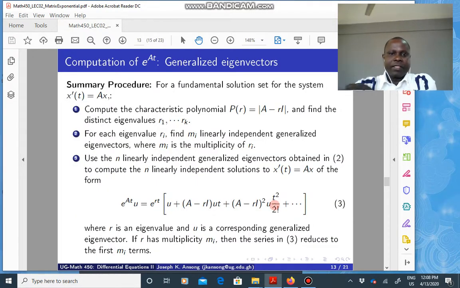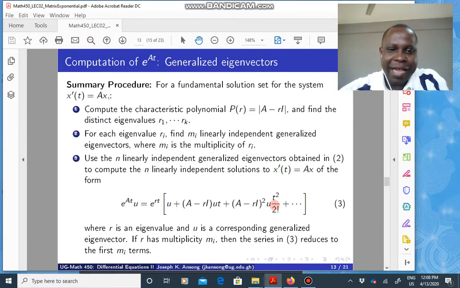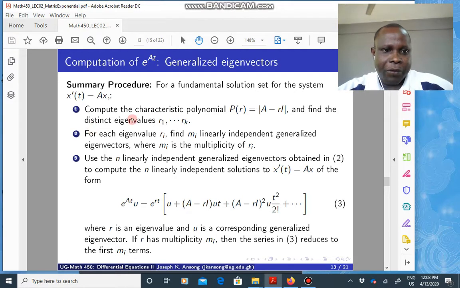So here is a procedure for actually computing generalized eigenvectors. From the generalized eigenvectors, you get the fundamental matrix. Then from the fundamental matrix, you can compute the matrix exponential. First, compute the characteristic polynomial and look for your distinct eigenvalues. For each eigenvalue, you need to find the m_i linearly independent generalized eigenvectors. If it has a multiplicity of 2, then you need to look for 2 generalized eigenvectors.